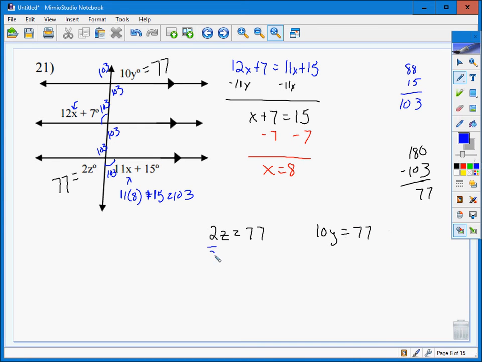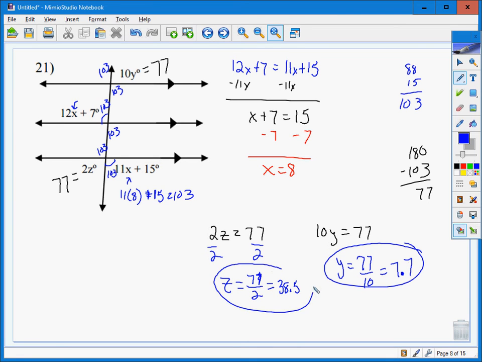When I divide both sides by 2, I certainly would be okay if you left this as 77 over 2, or you could change this one because it does not repeat. This would be 38.5. I would certainly be okay if you left this as 77 over 10, or you could put 7.7 because this one does not repeat either. And there would be my three variables.